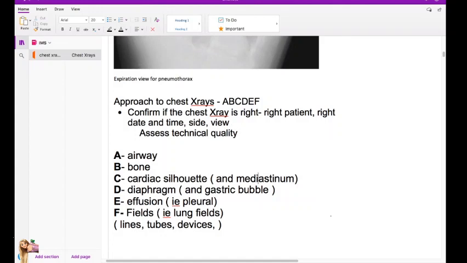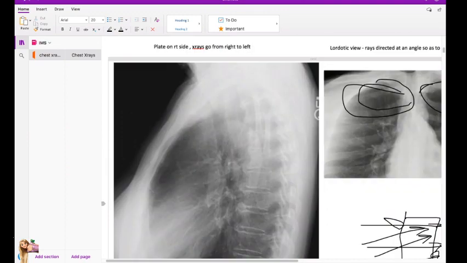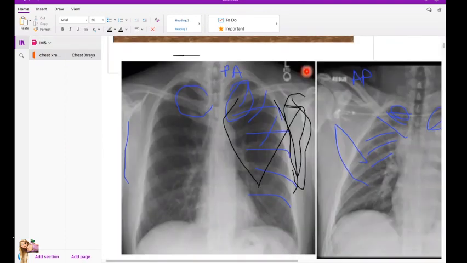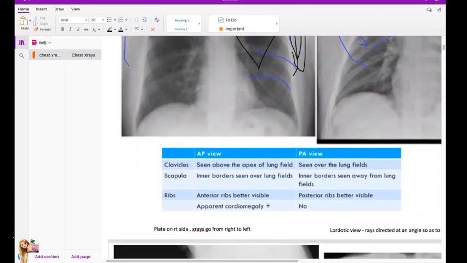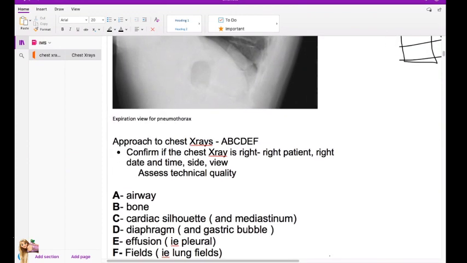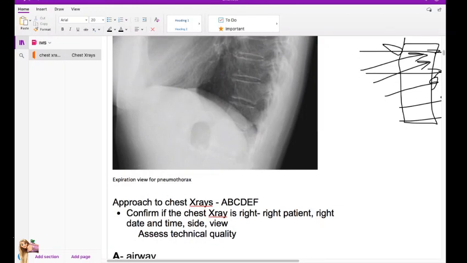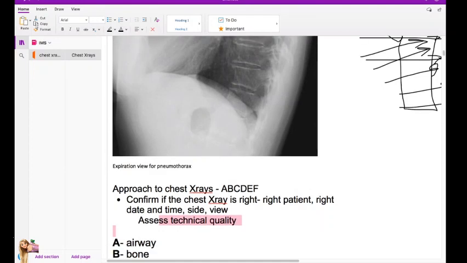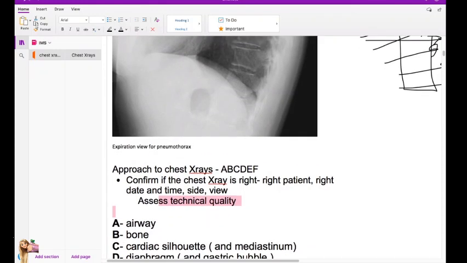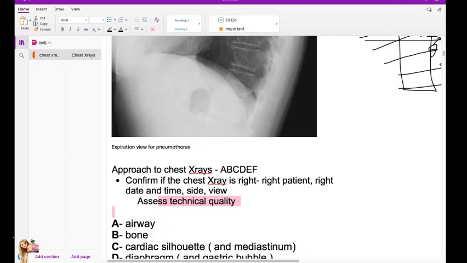The first thing when you're examining a chest X-ray is to confirm that this X-ray is of the right patient, of the right date. Is it a pre-op or post-op chest X-ray? If it's of some other body part, is it on the correct side, the correct view? All those things are important. Then you try to see if it's technically a good quality X-ray. We'll see the criteria for a good quality X-ray.